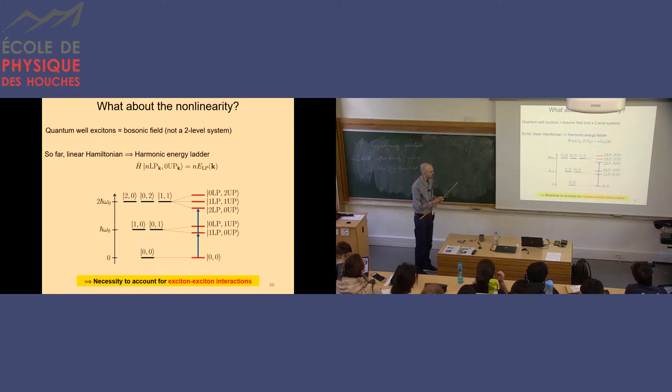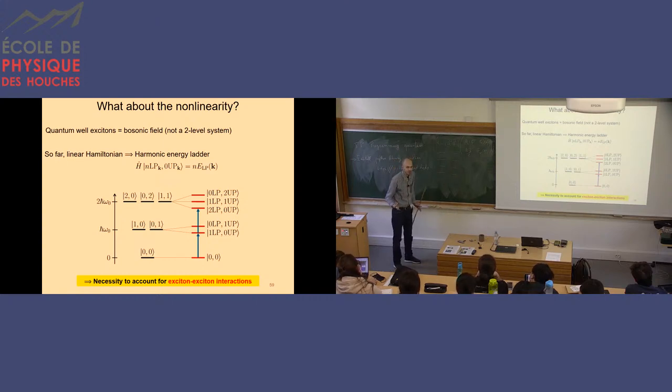I have described the system as a coupling between two bosonic systems. I have the photon, which is a bosonic field, okay? So it's a harmonic oscillator. I have my quantum well exciton field, which is also a bosonic operator. So we have two harmonic oscillators that we couple with each other. This is going to give you a harmonic oscillator. There is no non-linearity at the moment. And this is what we see here.